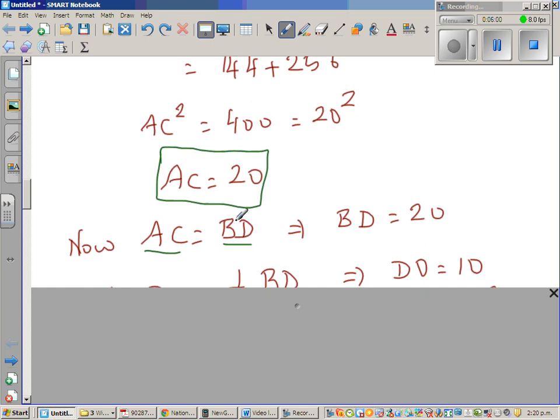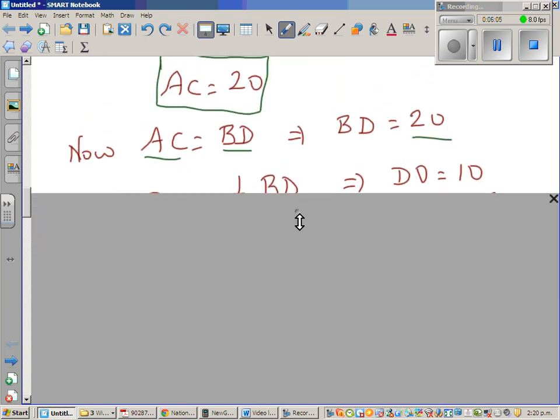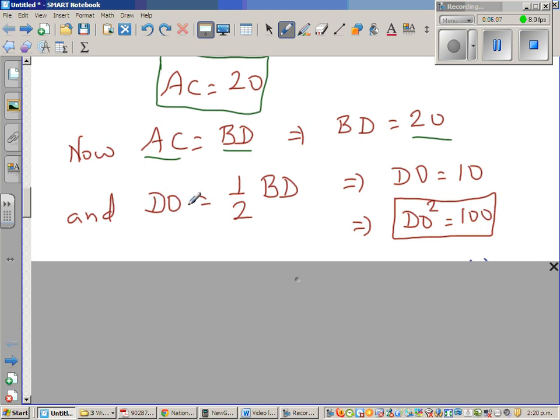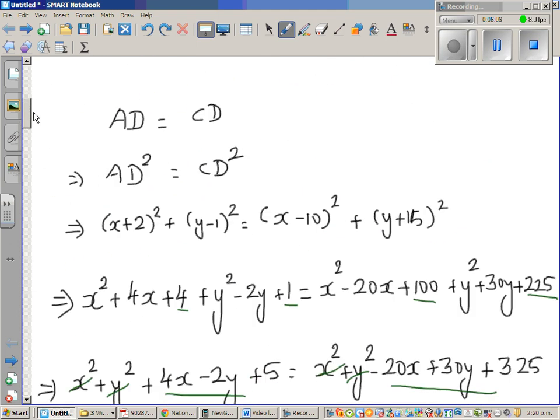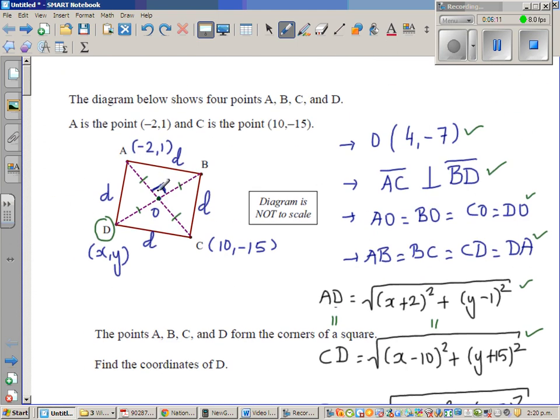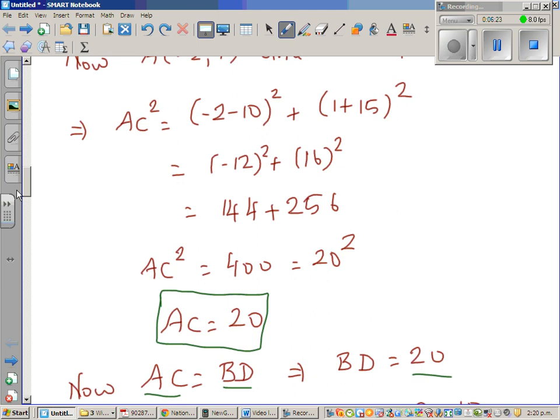So if AC is 20, BD is also 20, and O is the midpoint of both AC and BD. Let me show you the figure. What I'm saying is AC is 20, so BD is also 20, and O is the midpoint of both. So if BD is 20, DO would be 10. Okay, that's what I'm aiming at.